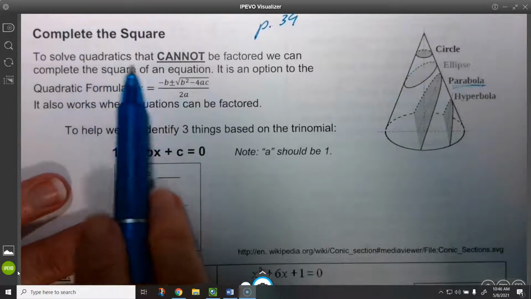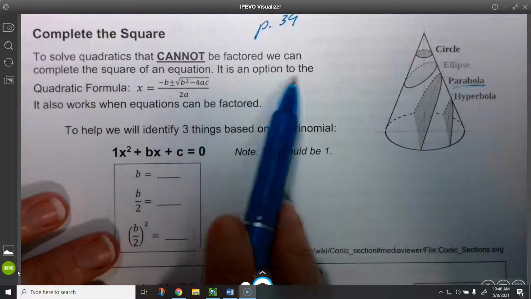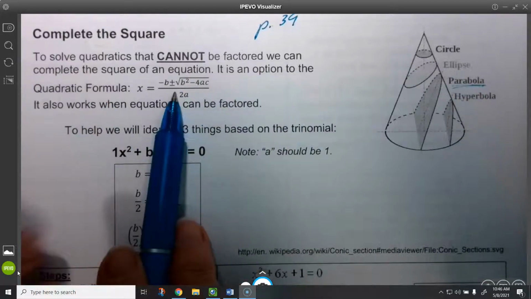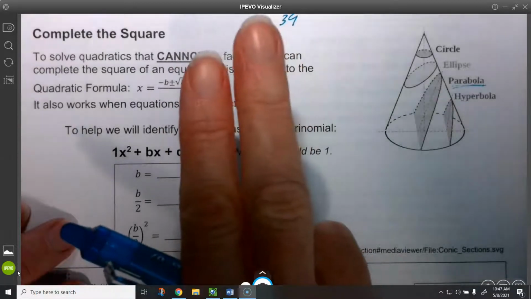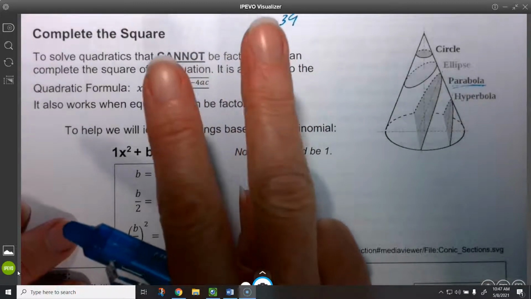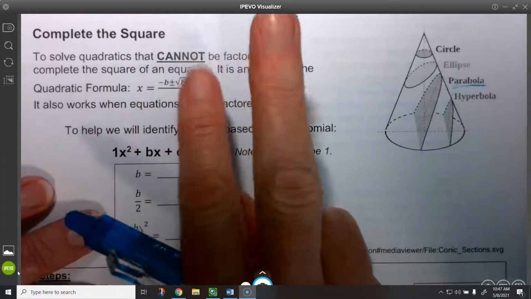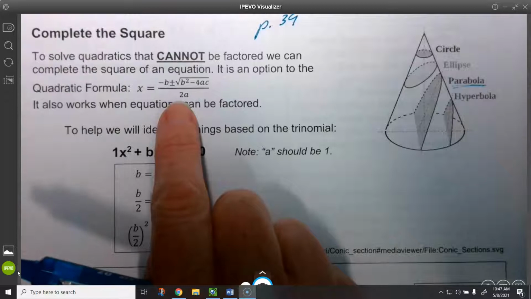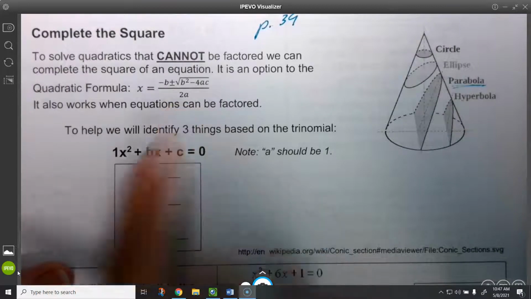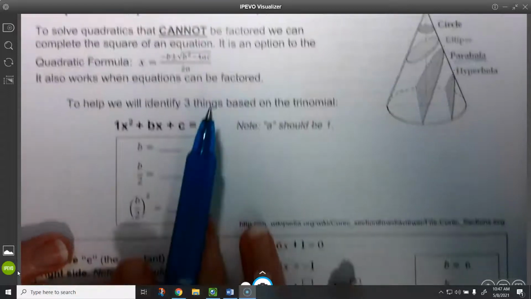To solve quadratics that cannot be factored, we can complete the square of an equation. It is an option to the quadratic formula. So we have learned how to solve by factoring. We've learned how to solve by square roots, and those are very specialized. You have to have that they can be factored or that you can get a squared term by itself. The other form we learned was the quadratic formula, which is awesome and most recommended. But this is the other way you can do it.